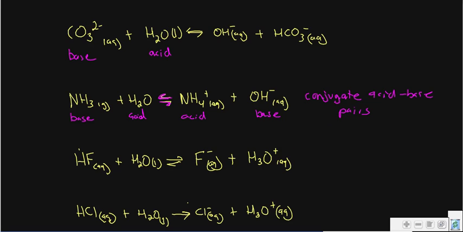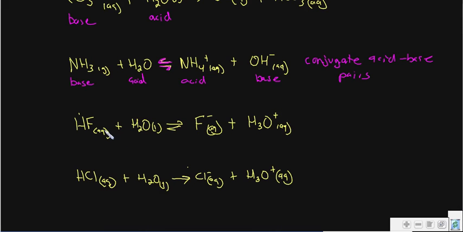Let's look at a couple other examples down here. Here we have hydrofluoric acid, which is not a strong acid, and I'm going to illustrate a strong acid down here because it's a bit different. Hydrofluoric acid goes into water, and the fluorine loses a hydrogen, so this is clearly a hydrogen donor, making it an acid. The hydrogen ion is accepted by the water, so that makes the water a base because it's a hydrogen ion acceptor. Then our conjugates are over here.